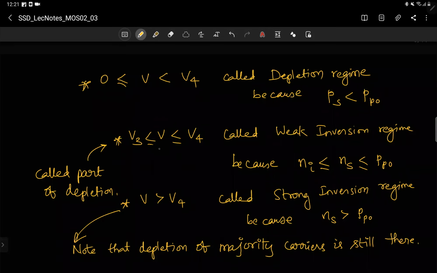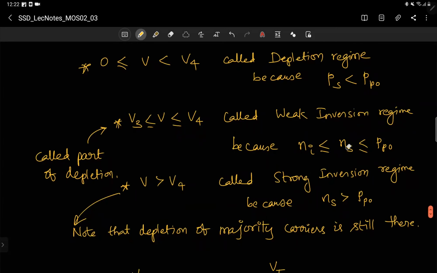But this actually has a part, which is V3 to V4. So there is a subpart of this V0 to V4, and that is V3 to V4, and we call it the weak inversion regime, which is part of the depletion regime actually. So this is what I have written here. It is called part of depletion. So weak inversion regime is actually part of depletion regime. Just that electron concentration is something like this, between Ni and Pp naught.